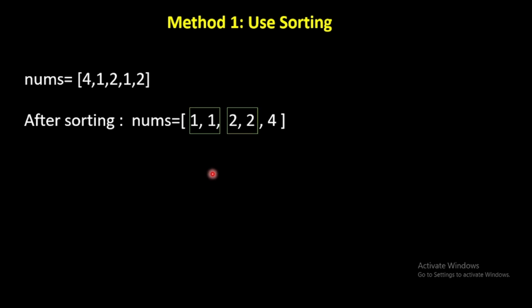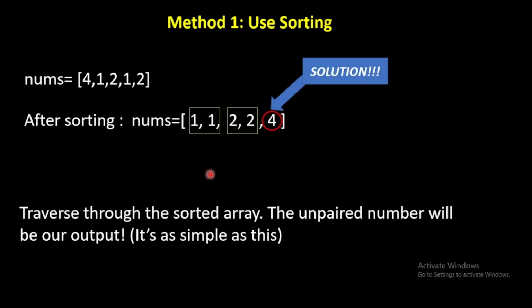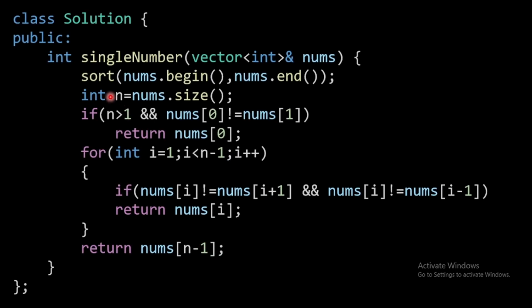So, if you simply traverse through this array, you will see that each element has a consecutive matching element. However, there will be one single element that will not appear in a pair. So, this unpaired number will be our output. Now, let's see the code in C++.